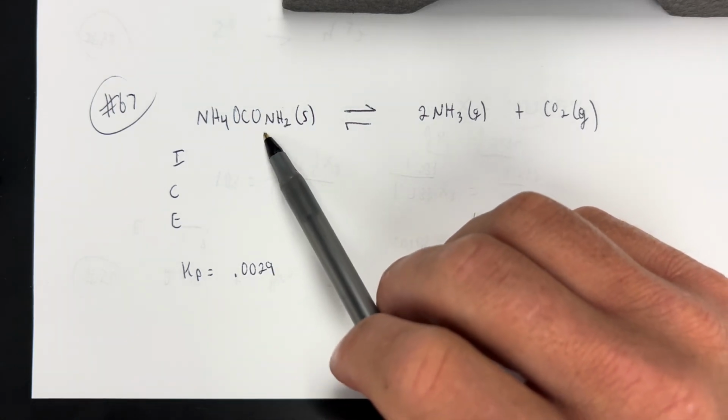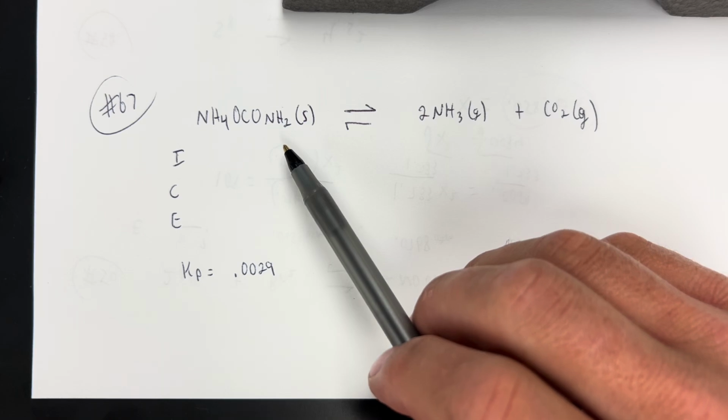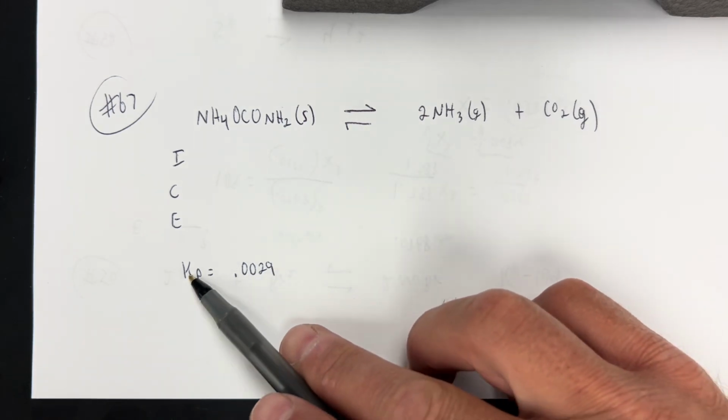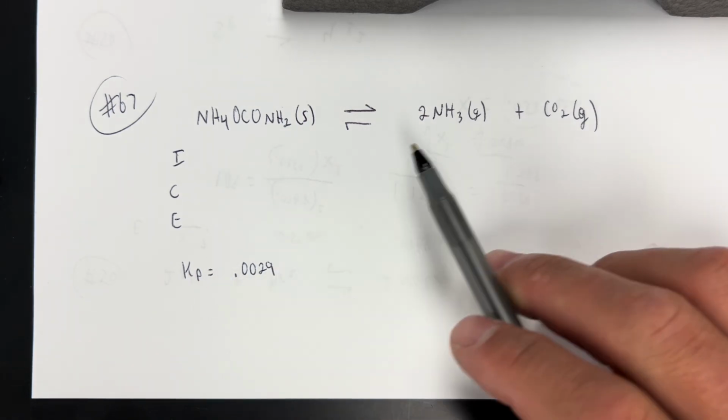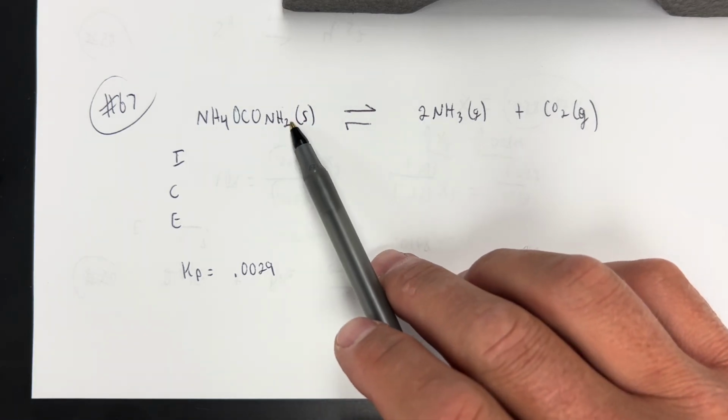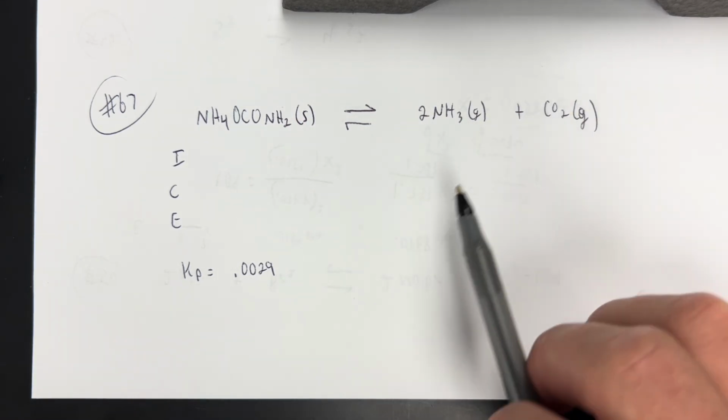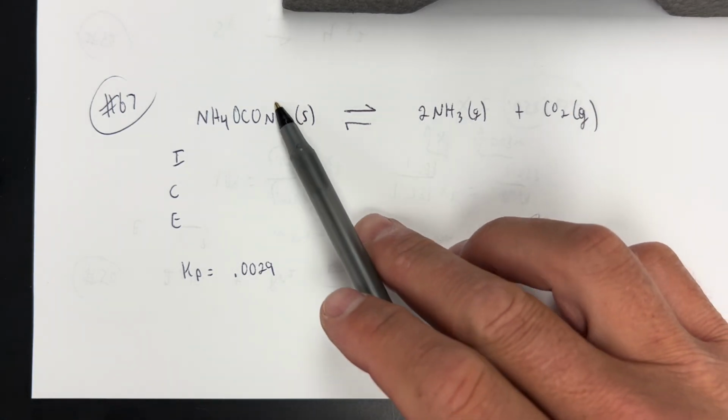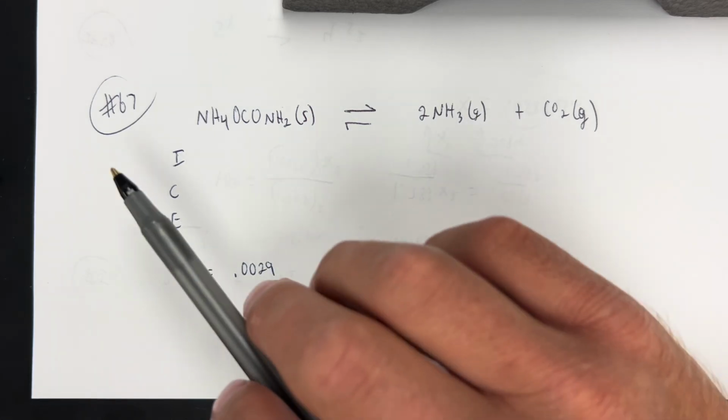And as long as there's some solid present, it doesn't affect the equilibrium because it's gonna be a K value in terms of pressure. And the only thing causing pressure, solids don't cause pressure, so only these two things are causing pressure at equilibrium. So as long as there's some of that present, we ignore what is there.